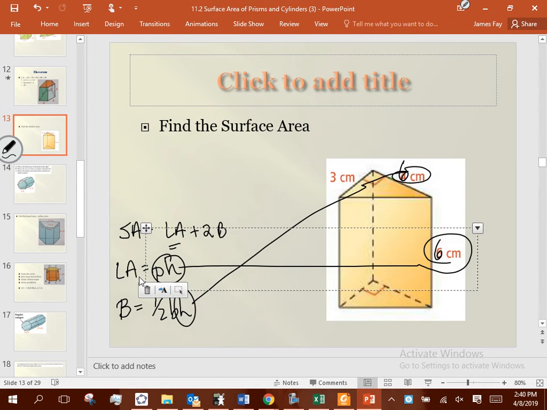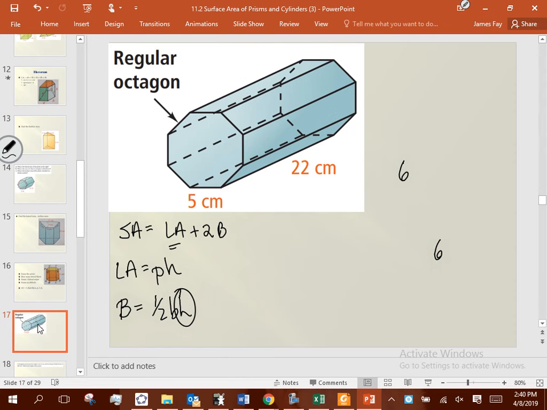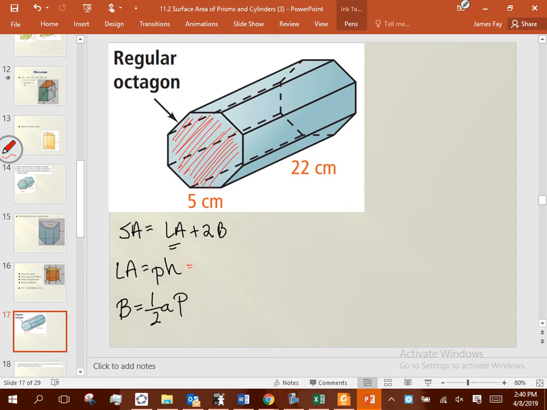Those are things to think about as you work through these problems. Now, in regards to this question, the base is a regular octagon, so that formula is 1/2 A times capital P. Okay, so we set that up, and now it's mainly figuring out what these components are. What is the perimeter of your base?